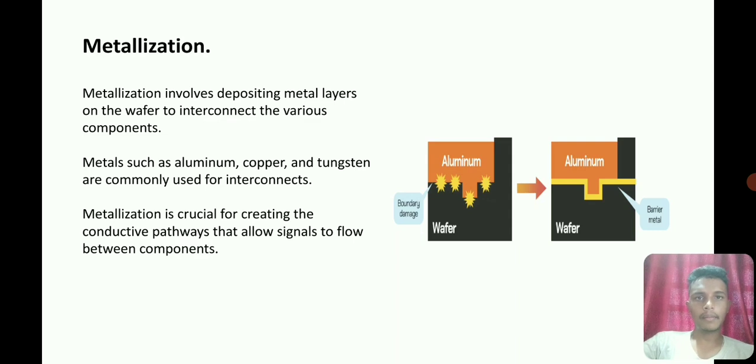And the metallization involves depositing metal layers on the wafer to interconnect the various components. Metals such as aluminum, copper, and tungsten are commonly used for interconnects, and metallization is crucial for creating the conductivity pathways that allow signals to flow between components.